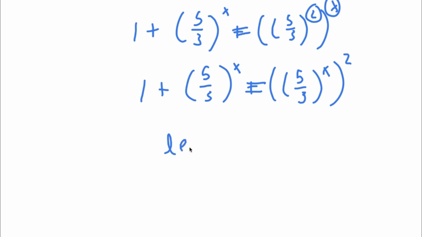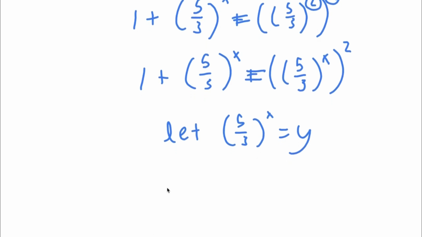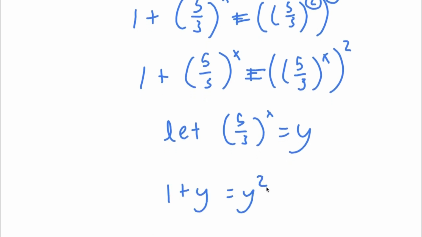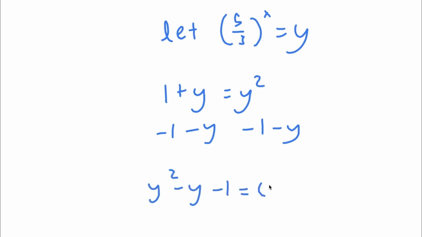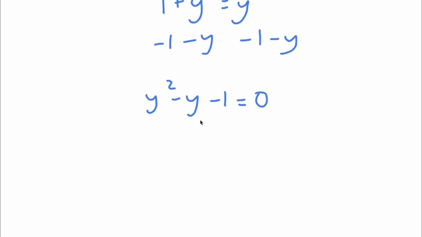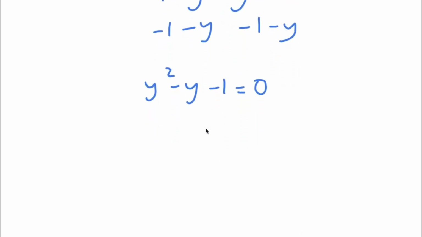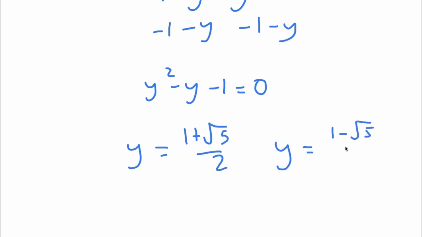Now I'm going to let (5 over 3) to the power of x equal y. So now I have 1 plus y is equal to y squared. Now, if I subtract 1 and y on both sides, I get y squared minus y minus 1 is equal to 0. So now, as you can see, I have a quadratic equation. So if I plug this into the quadratic formula, I get y is equal to (1 plus the square root of 5) over 2, and also (1 minus the square root of 5) over 2.